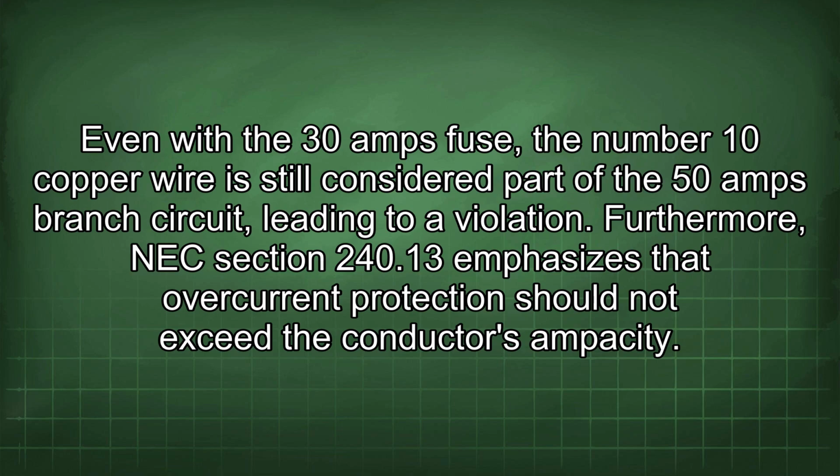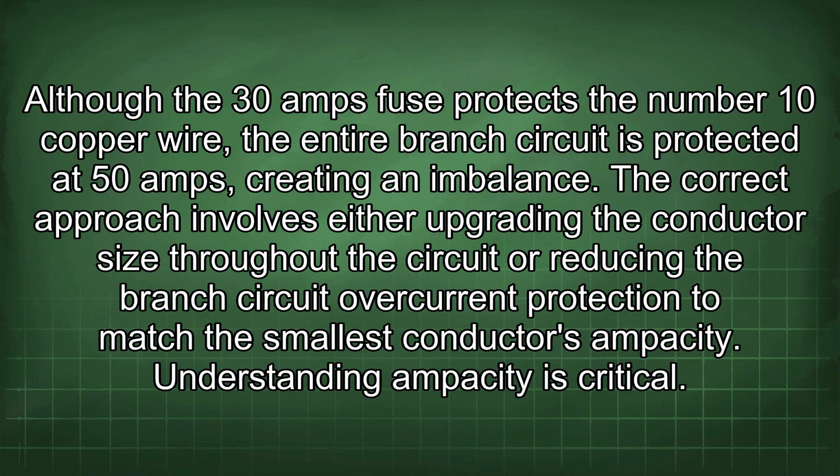Furthermore, NEC section 240.13 emphasizes that overcurrent protection should not exceed the conductor's ampacity. Although the 30 amps fuse protects the number 10 copper wire, the entire branch circuit is protected at 50 amps, creating an imbalance. The correct approach involves either upgrading the conductor size throughout the circuit or reducing the branch circuit overcurrent protection to match the smallest conductor's ampacity.